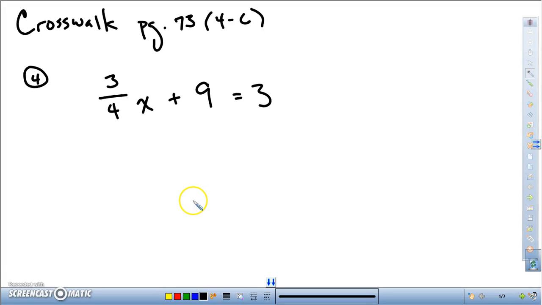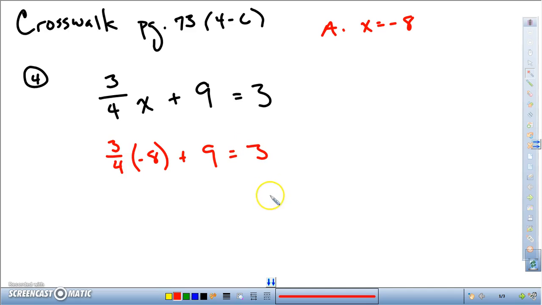Let's take a look at these bell ringers from today in your crosswalk workbook. Again, you have multiple choice questions, so just like yesterday, if you wanted to, you could take your answer choices one at a time. Say, I'm going to try A first, which is x is equal to -8, and then come over here and plug in values for x until you get a true statement.